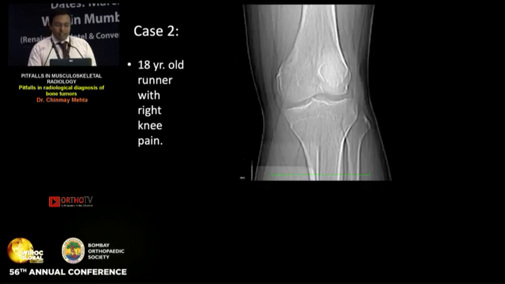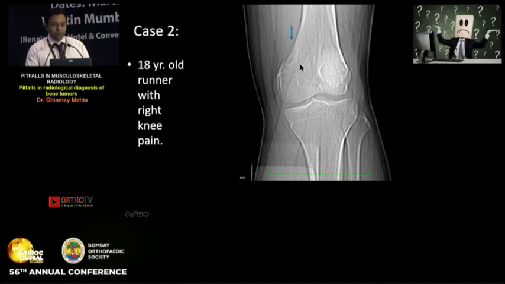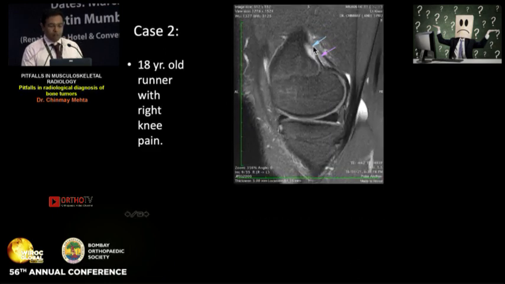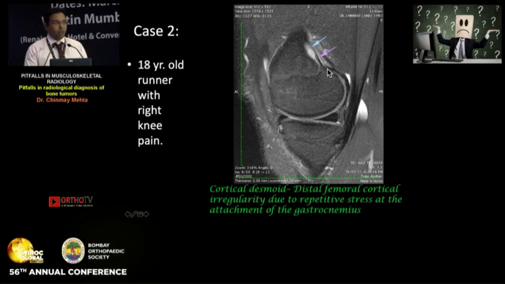Let's look at the next case. Is there anything on this radiograph? There seems to be a lucency over here. So what is it? Do we need to investigate further or sleep over it or follow up? Let's look at the MR image of the same patient. We went ahead and did an MR imaging, and there's this posterior femoral cortical lesion, which is classical of a cortical desmoid or distal femoral irregularity, also known as the tug lesion, and it is a touch-me-not, do-not-touch-me lesion.